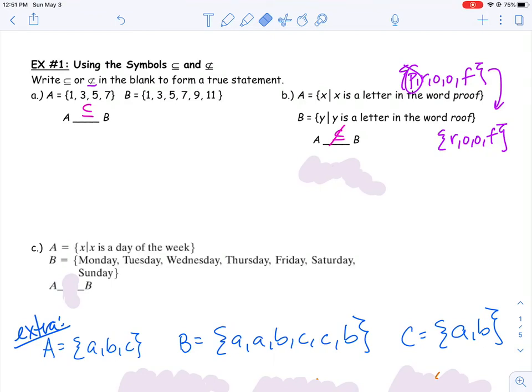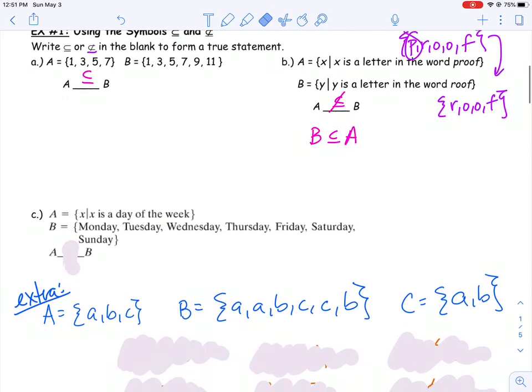Now, what if I reverse that? What if I said, is B a subset of A? Well, then that would be true because every element in B is in A. So I could say B is a subset of A, but A is not a subset of B. All right, look at the next one.